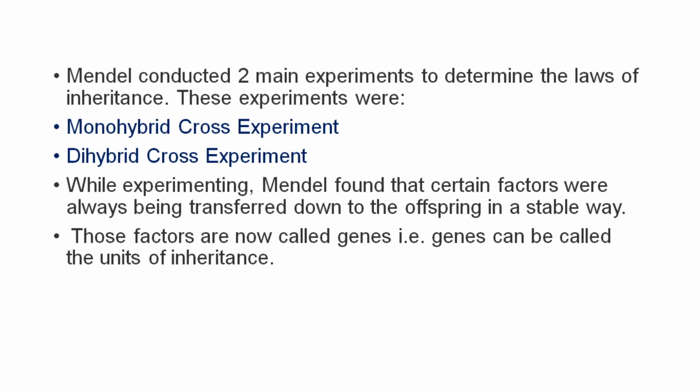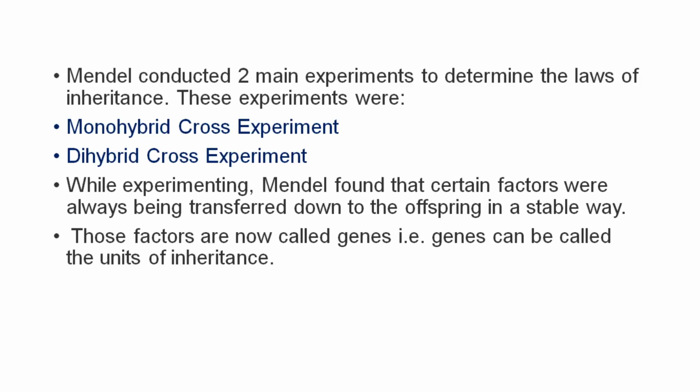Mendel conducted 2 main experiments to determine the laws of inheritance. He took garden pea plants, grew them, and used pollination techniques. He did these experiments to determine the process of inheritance, or heredity. He conducted mainly 2 experiments to propose the laws: the monohybrid cross experiment and the dihybrid cross experiment.